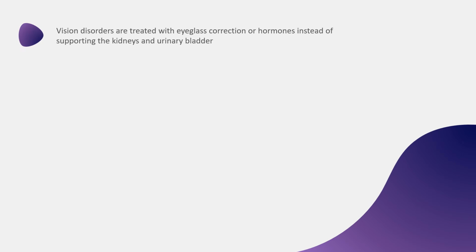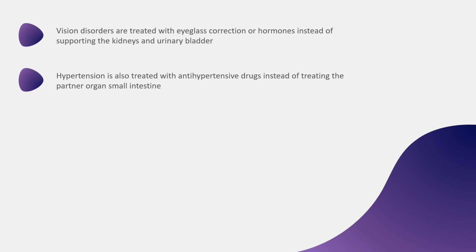Vision disorders are treated with eyeglass corrections or hormones instead of supporting the kidneys and urinary bladder to eliminate uric acids in the lens of the eye or in the eye muscles as a sign of hyperacidity, and questioning the cause of acidity. Hypertension is also treated with antihypertensive drugs instead of treating the partner organ small intestine, where the drugs are metabolized and actually have their effect.